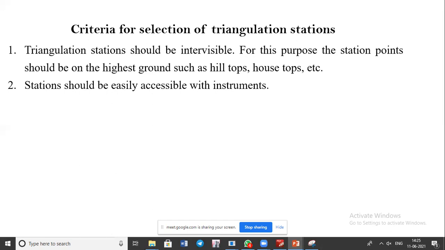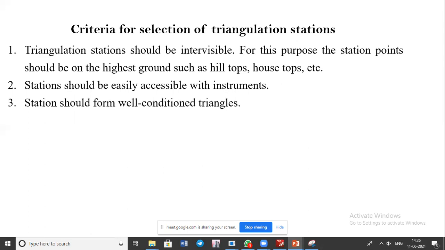Next one, the stations should be easily accessible with instruments. Whenever you are going to carry your instruments, you can go directly to the station and place them over the station points. Correspondingly, supplies of food and water should also be available at that place, and a camping ground or nearest suitable accommodation should be available. That is also a criterion for selection of triangulation stations.